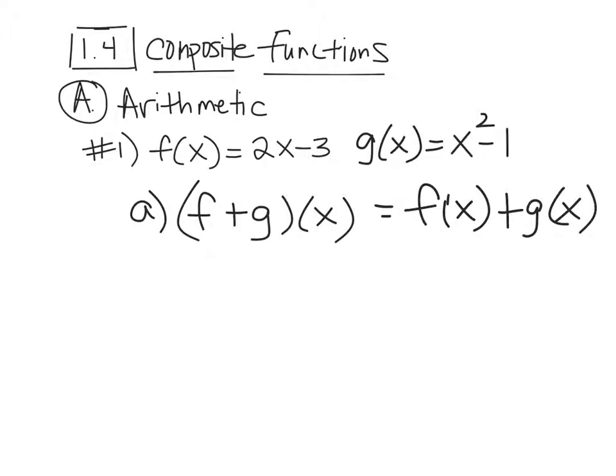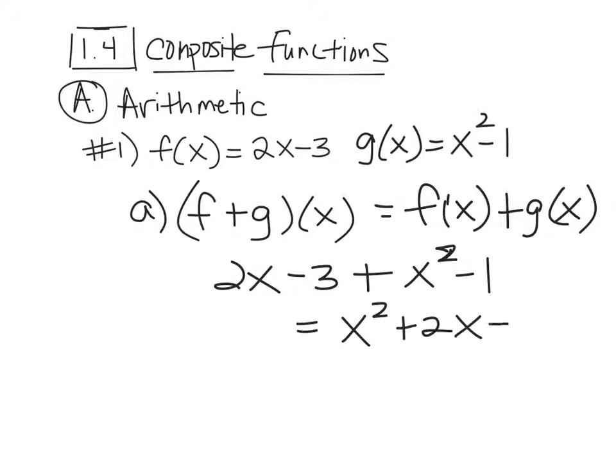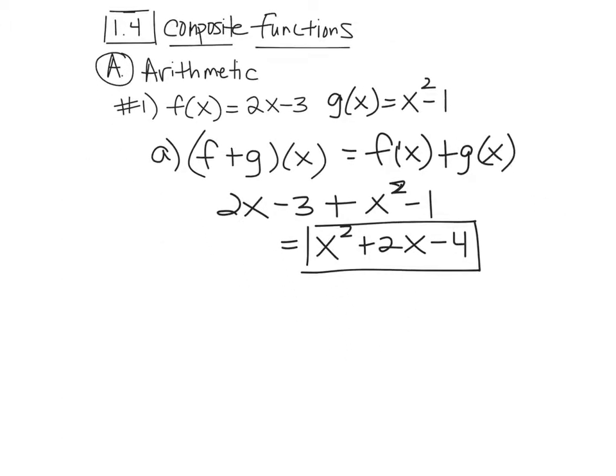So all you're going to do is take your 2 functions and add them up. Okay, so we're going to take 2x minus 3, and we're going to add that to x squared minus 1. And if you have any like terms, you can combine them. So I would probably write this as x squared plus 2x minus 4. And that's it. And that's adding 2 functions together. Pretty basic, pretty easy.